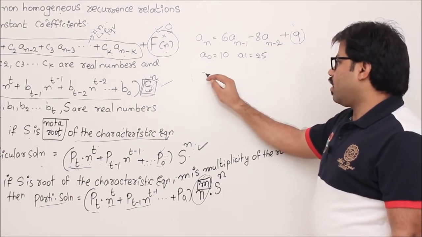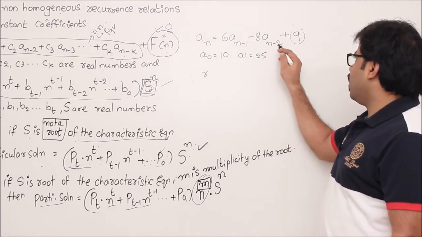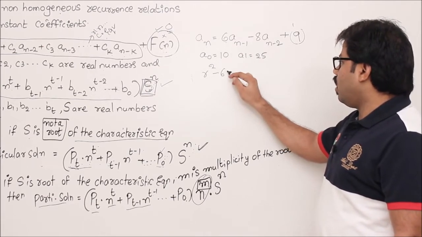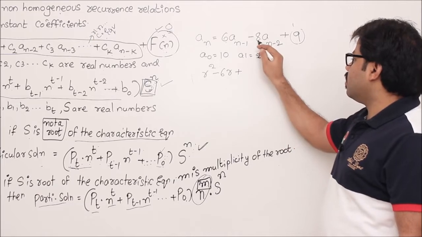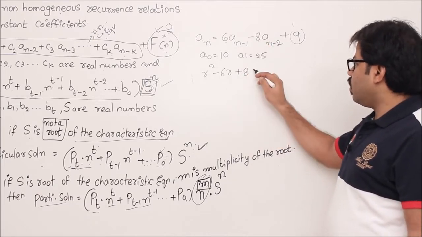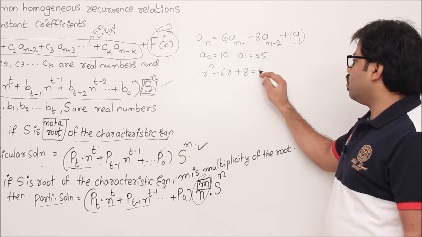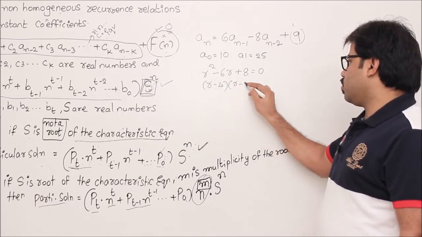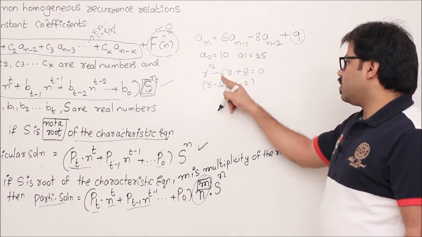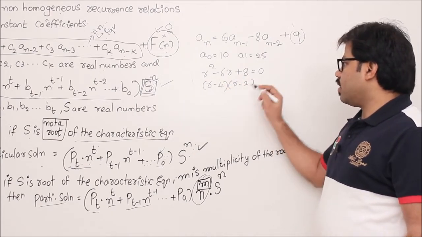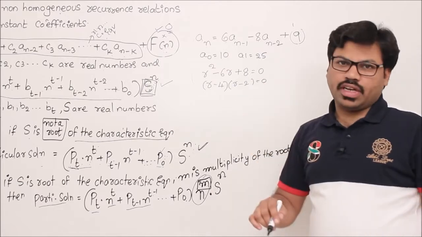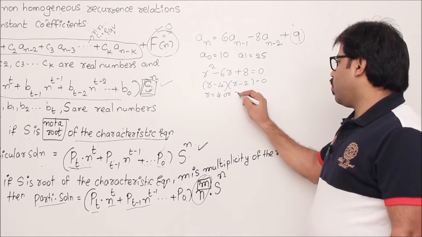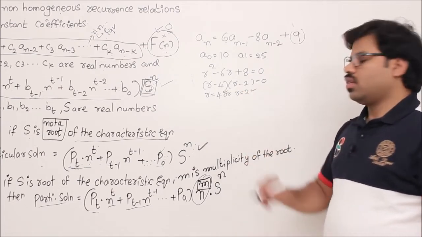You know how to calculate the characteristic equation: r power k, where the order is 2, correct? r square minus 6 into r, plus, because it is minus 8, it will become plus 8 into r power 0, 8 equals 0. Then if you simplify it, you get r minus 4 into r minus 2, correct? Minus 4 minus 2 is minus 6, minus 4 into minus 2 is plus 8. So r equals 4 or r equals 2. So these are the roots, right?